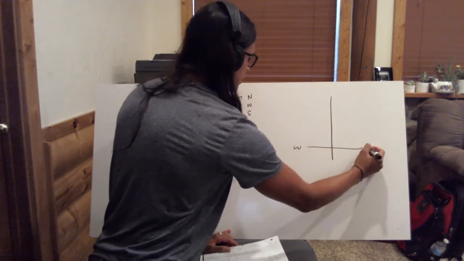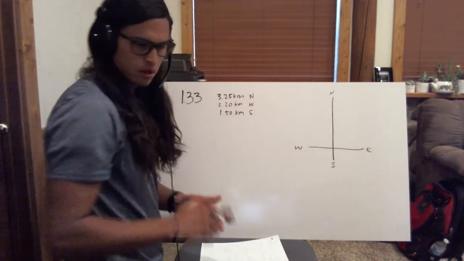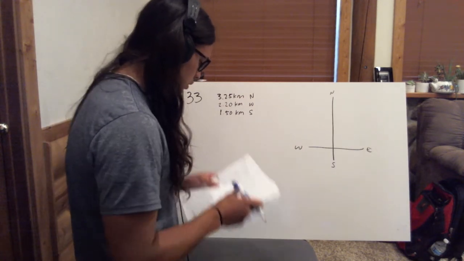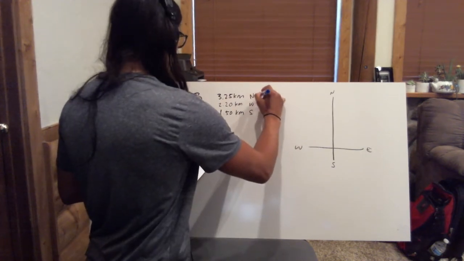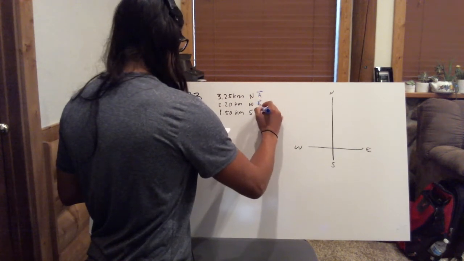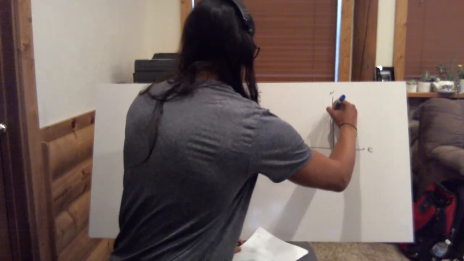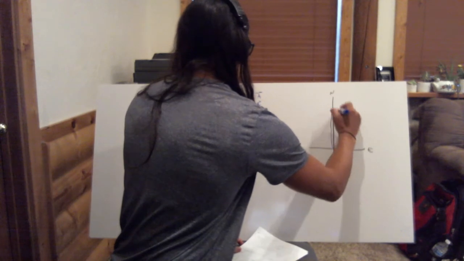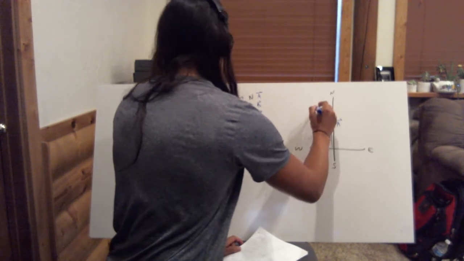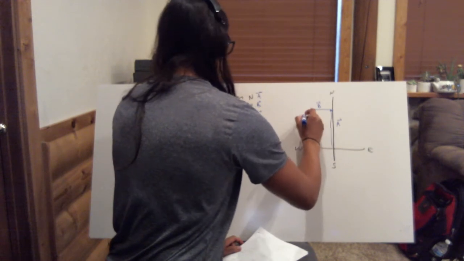This would be west, this would be east, north, and south. So we will call this vector A, this one is vector B, and vector C. So going along here, he went up, vector A, and then he went west, vector B, and then south, vector C.